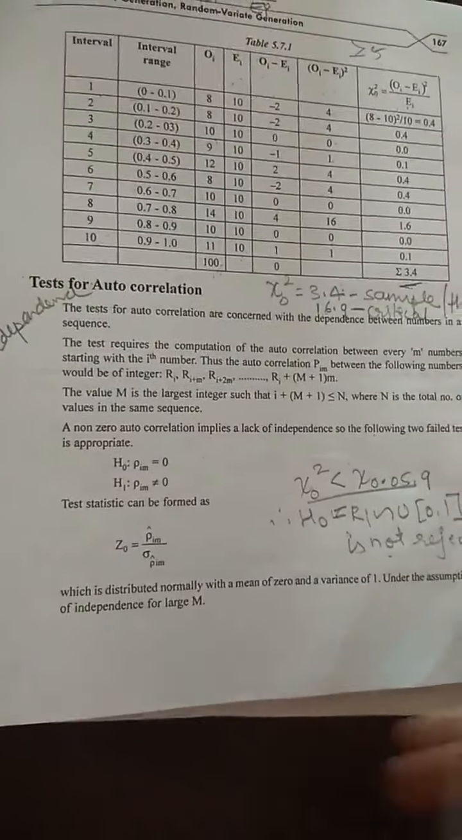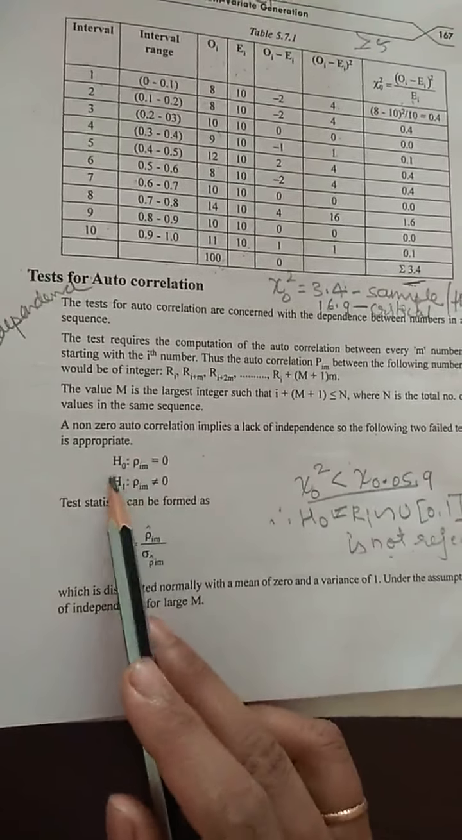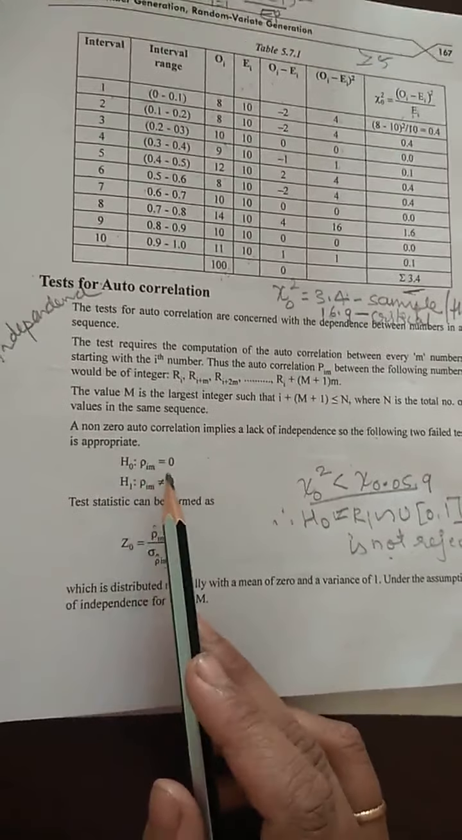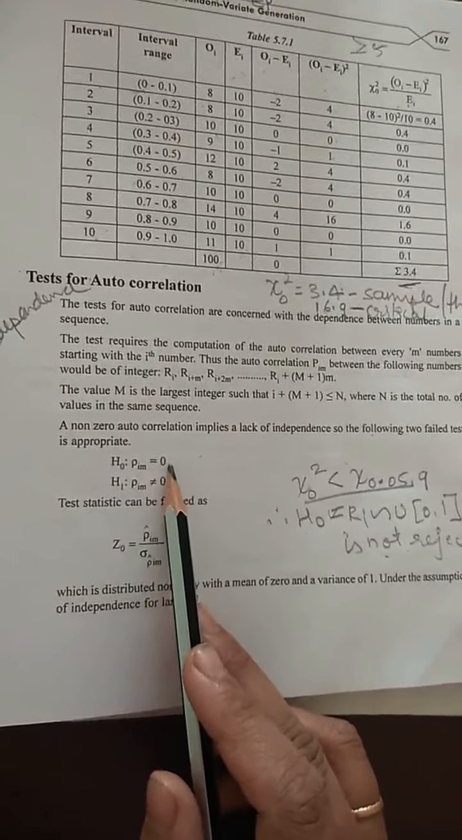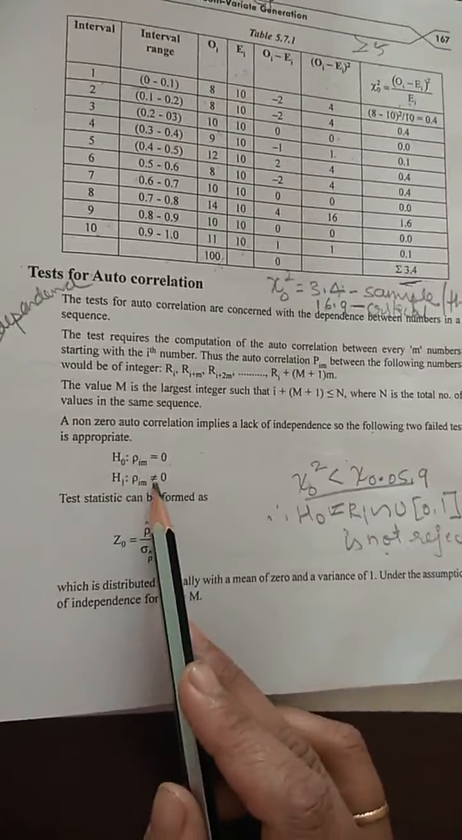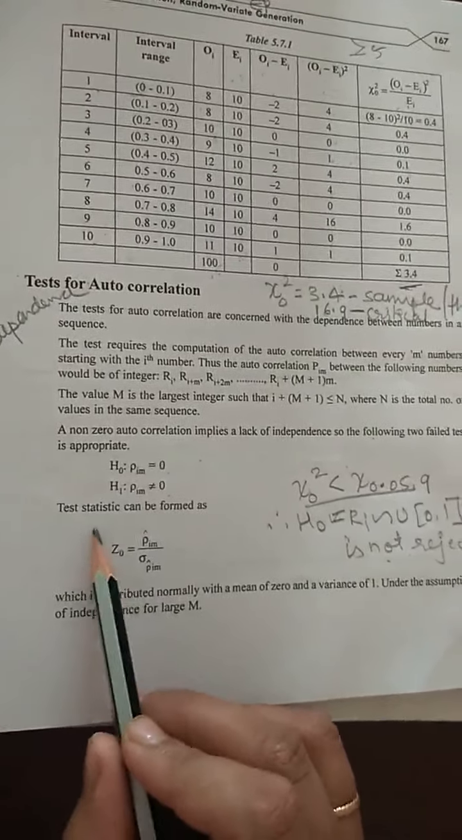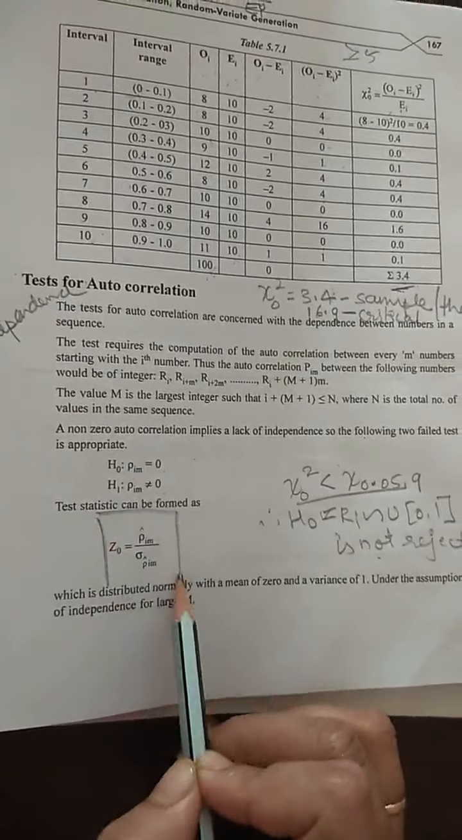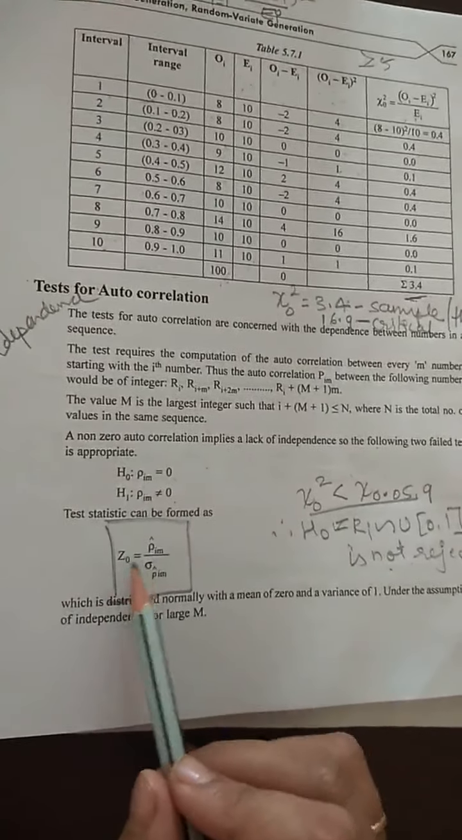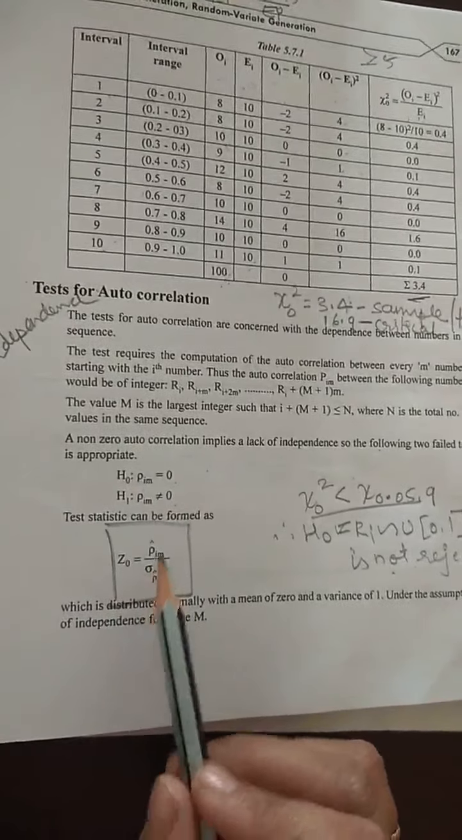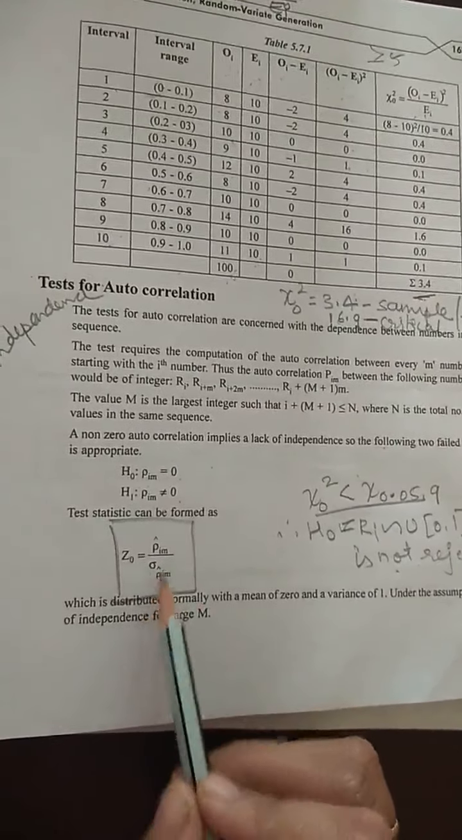So autocorrelation, see here first they are taking what? H0, the null hypothesis, that the numbers are independent, and here the alternative is that the numbers are not independent. Okay, then this formula we are going to use here. We are going to find the value of Z0. Z0 is equal to rho cap im divided by sigma of rho cap im.